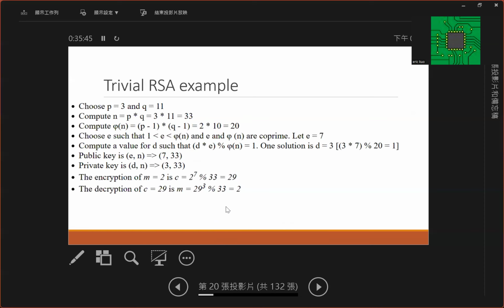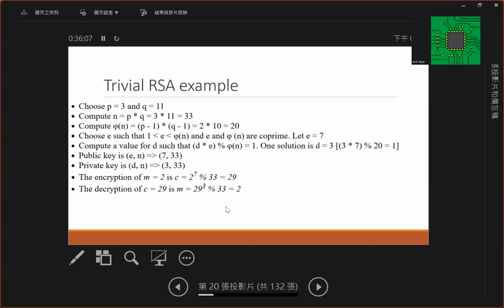Okay, so these are some trivial example. I think I don't need to explain. For example, let's say Bob chooses p equals 3 and q equals 11. Just compute n, which is 33, and phi(n) is just 20. And then just choose some e such that e is less than 20, and e and phi(n) are coprime. Let's say e is 7. 7 and 20 are coprime.